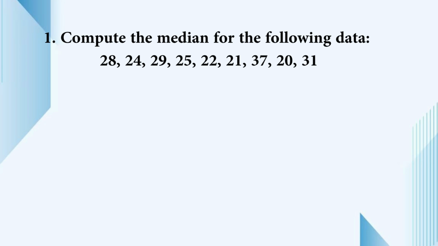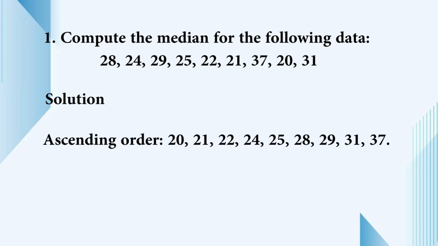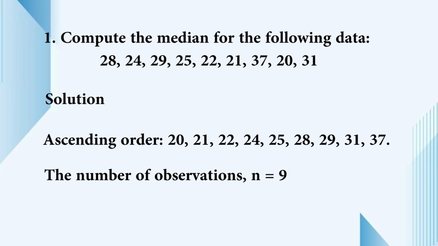Compute the median for the following data: 28, 24, 29, 22, 21, 37, 20, 31. Now, to compute median, first arrange the data in ascending order. So, arranging the data in ascending order, we have the observations as 20, 21, 22, 24, 25, 28, 29, 31, 37. The number of observations, that is n, is equal to 9.